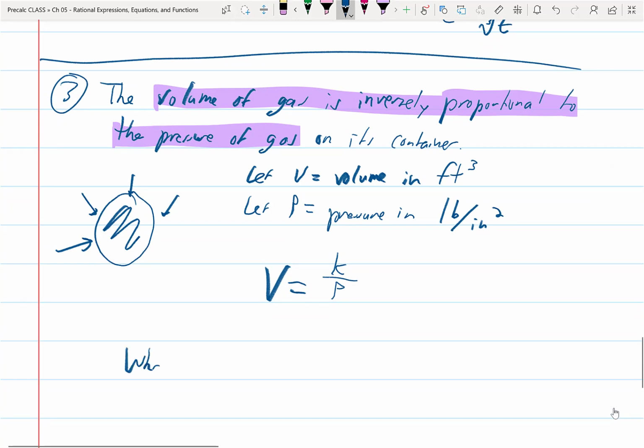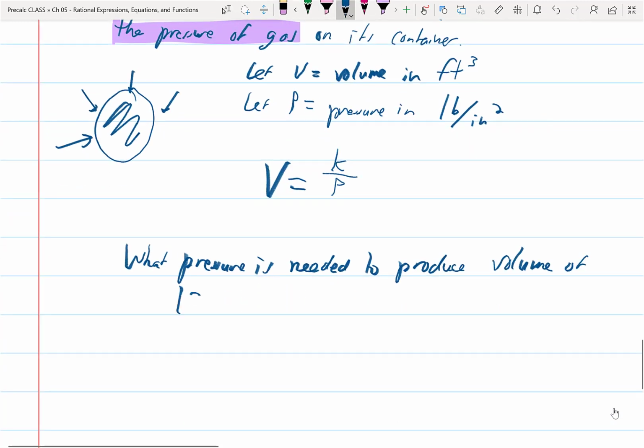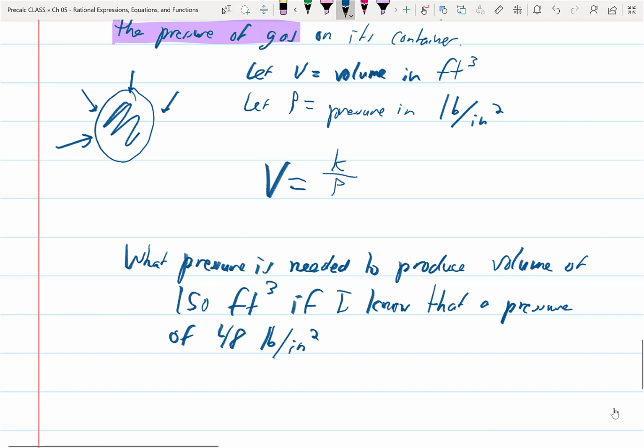So I could ask the question, what pressure is needed to produce a volume of 150 cubic feet if I know that a pressure of 48 pounds per square inch gives a volume of 50 cubic feet.